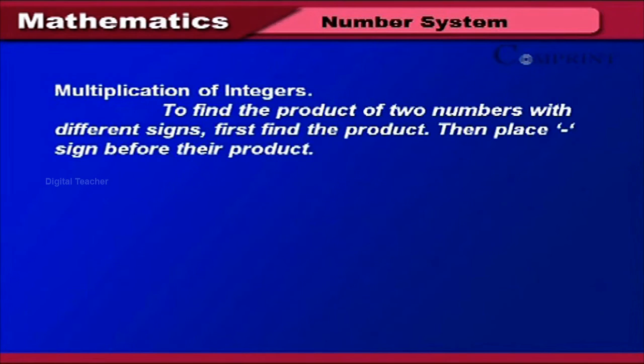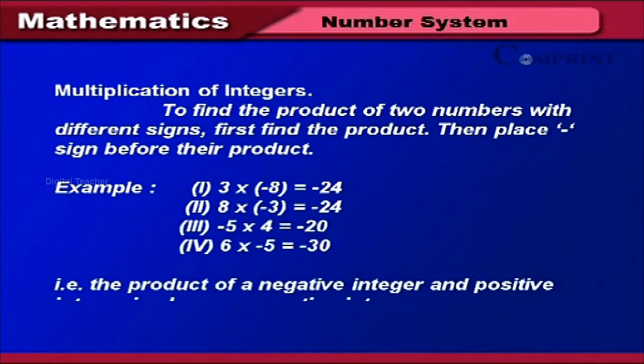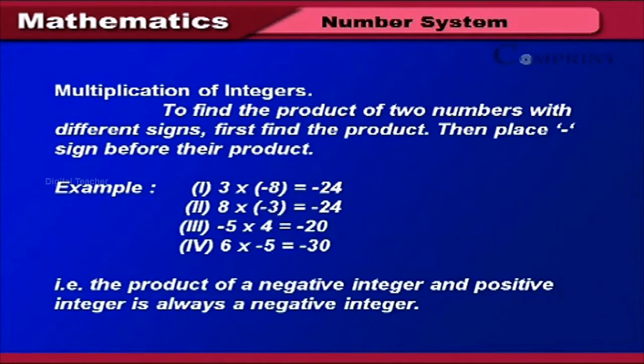Multiplication of integers. To find the product of two integers with different signs, first find the product, then place a minus sign before their product. Example, 3 into minus 8 is equal to minus 24. 8 into minus 3 is equal to minus 24. Minus 5 into 4 is equal to minus 20. 6 into minus 5 is equal to minus 30. The product of a negative integer and a positive integer is always a negative integer.